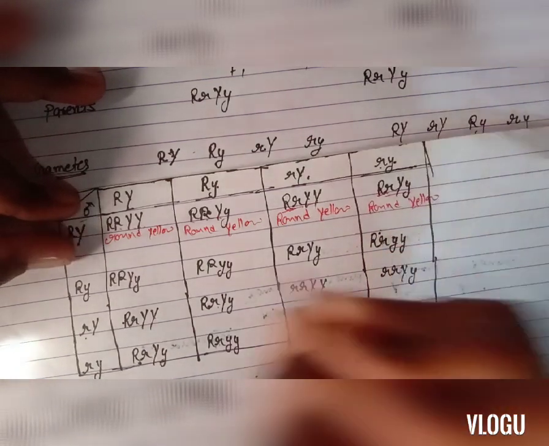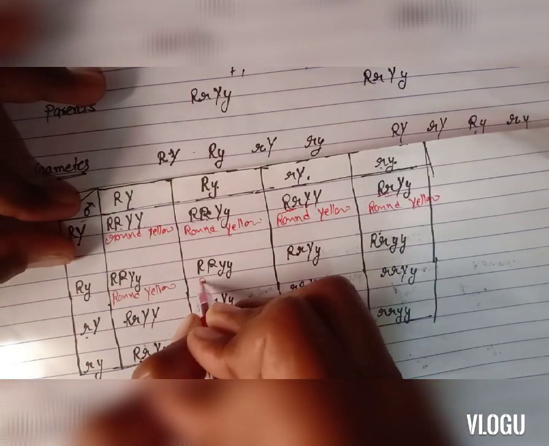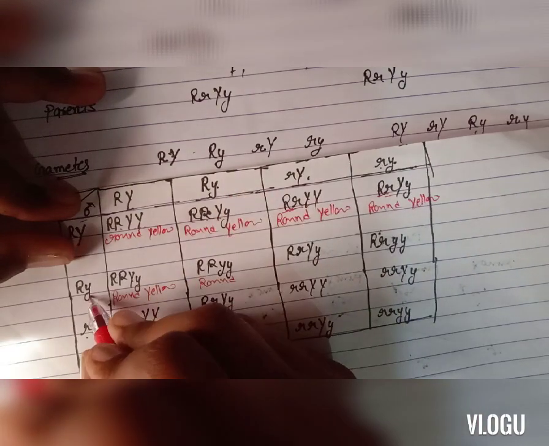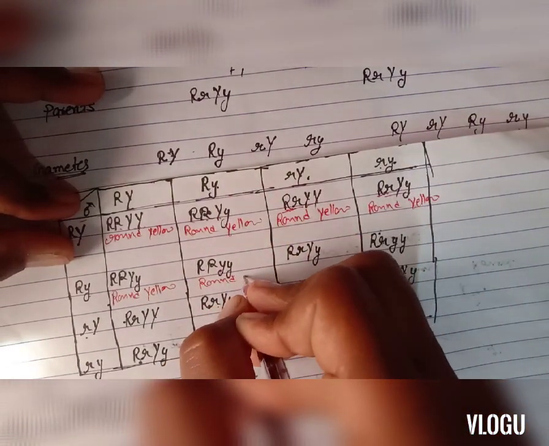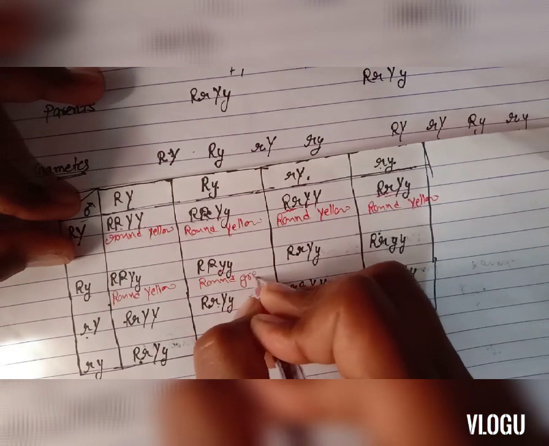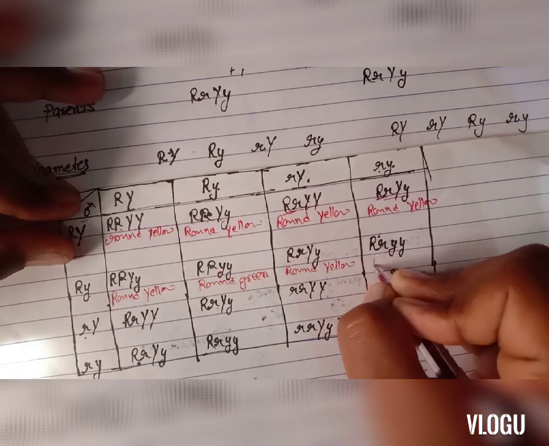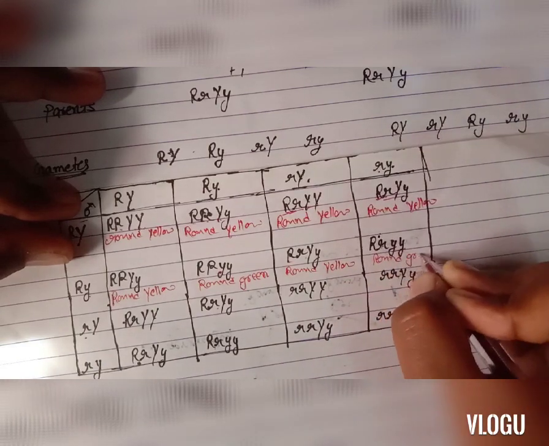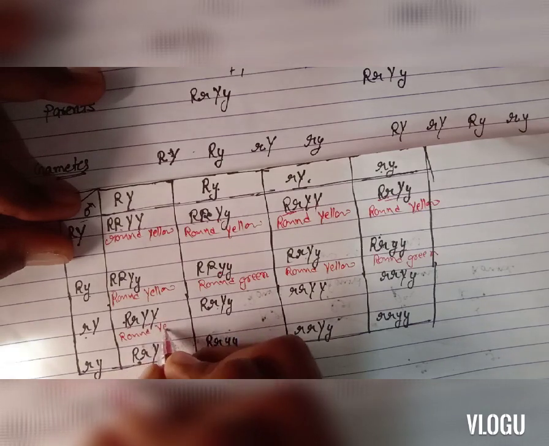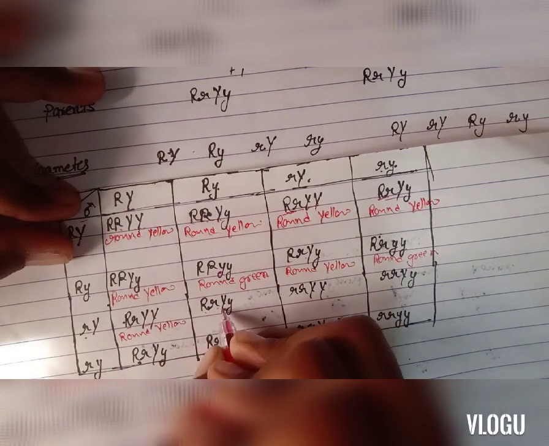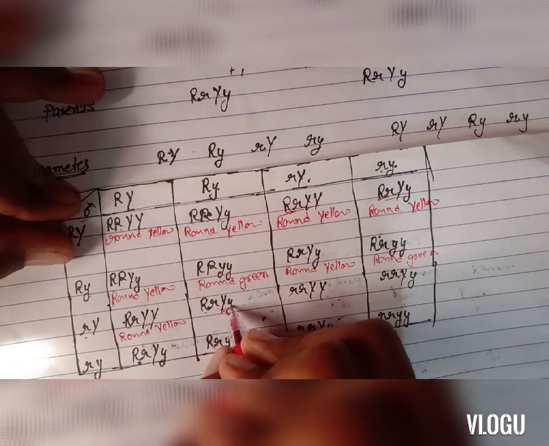Round, yellow. Here, round, yellow, but capital R round, but small y and small y is there. So this is the homozygous condition for the recessive trait. So what is the color of the seed? Green, round and green. Here again round, yellow, round, green, round, yellow, round, yellow, capital. Heterozygous for the yellow. Capital Y, small y is there, but dominant will express.